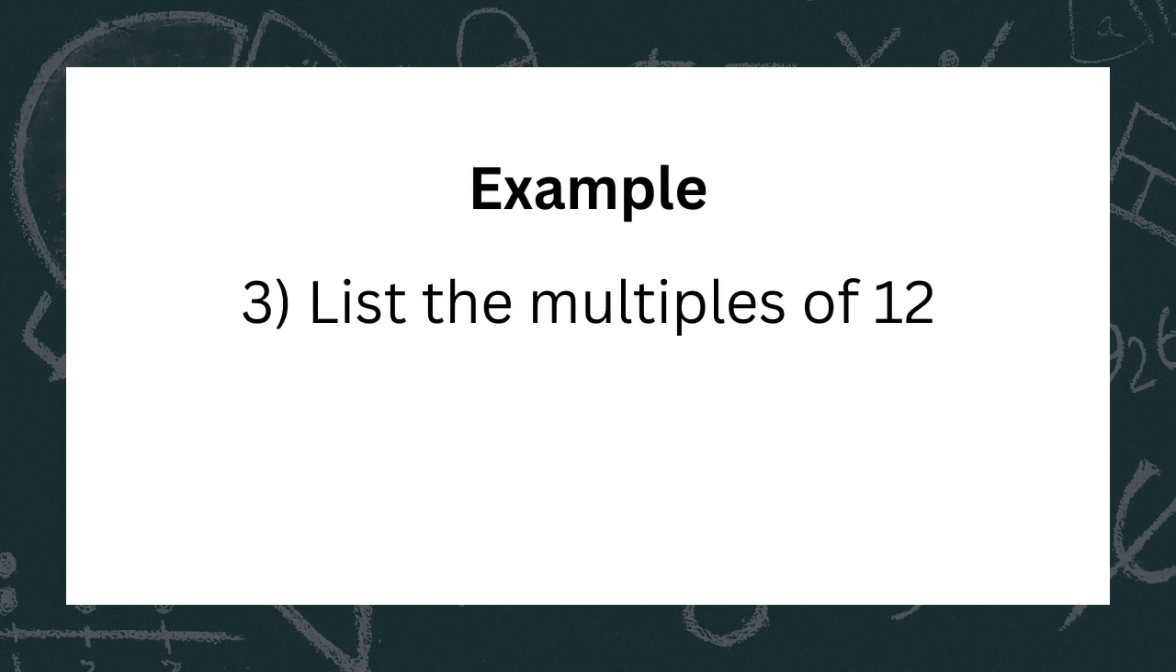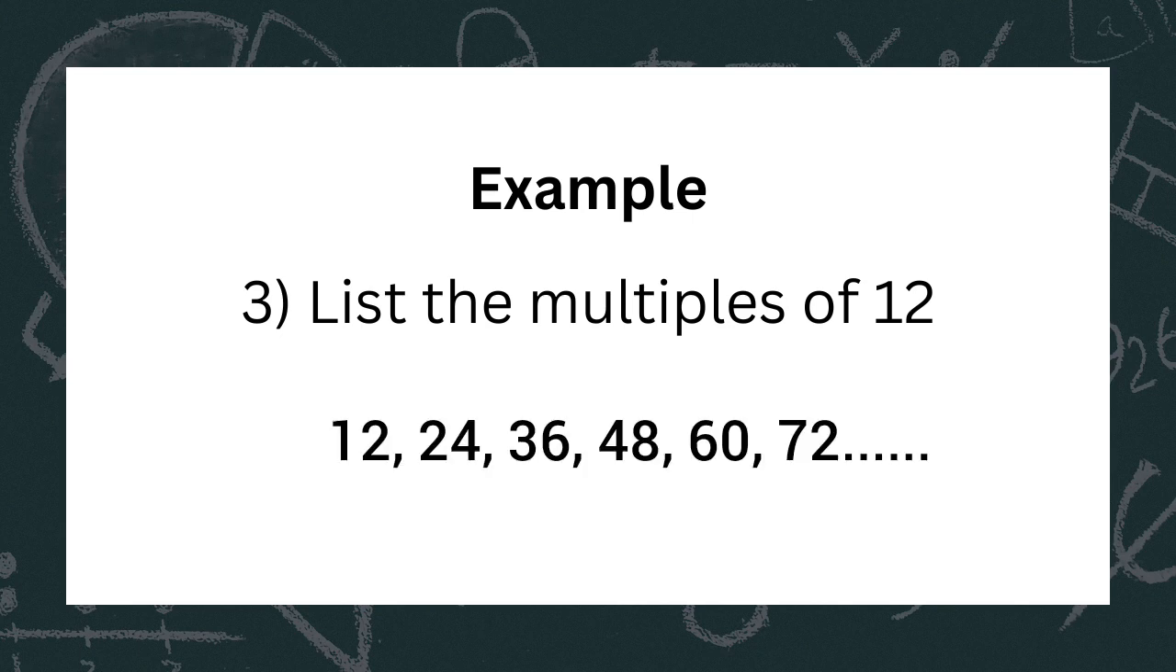Example 3. List the multiples of 12. So we will start with 12. 12 times 1 is 12. Next is 24, 36, 48, 60, 72, and so on and so forth. So when you're asked to list the multiples of a number, just start with the smallest, which is that number times 1, then times 2, times 3, times 4. Like I said, it can continue without end. So once you get to some good point, you can stop.